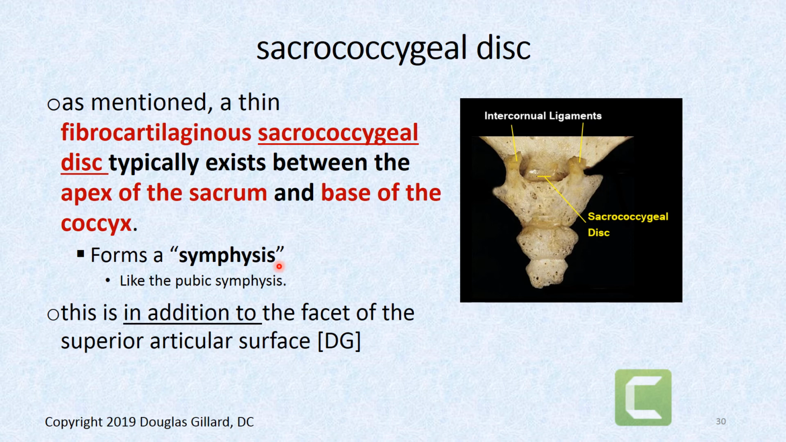And this is not the facet. Remember, there's a facet that attaches to the base of the first coccygeal segment. The facets are like articular fibrocartilage. They're very strong. On top of that sits this disc.